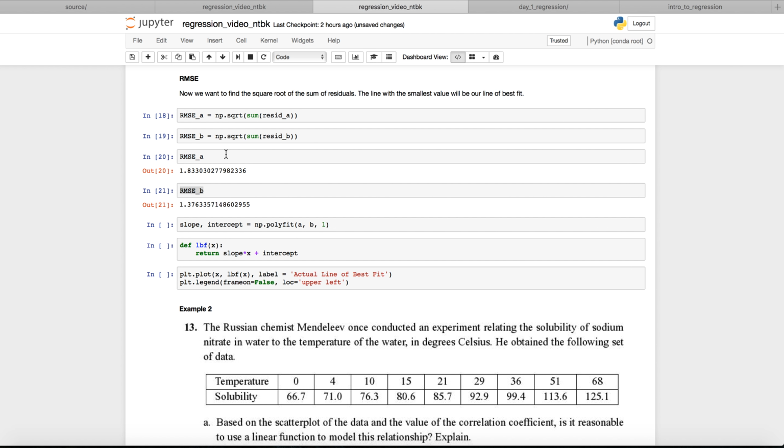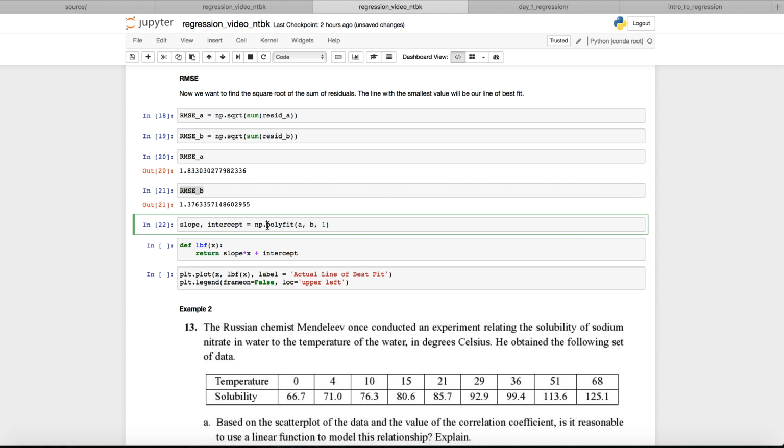Again, that was about deciding which of them were a better fit. But we can also just actually find the fit very easily with NumPy. So we're going to fit a polynomial to our two data sets, x is a and y is b. And this 1 stands for that it's a straight line. It's a linear function that I'm fitting.